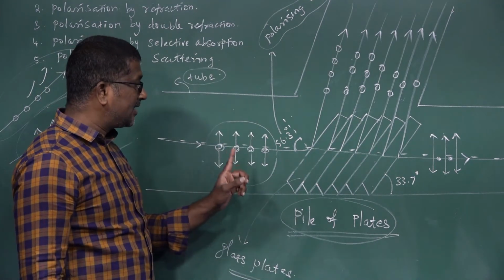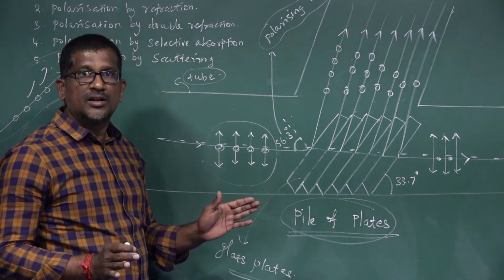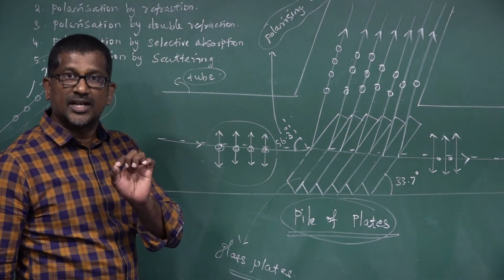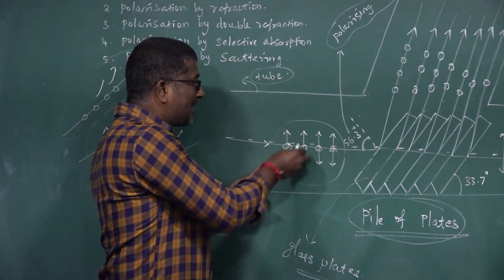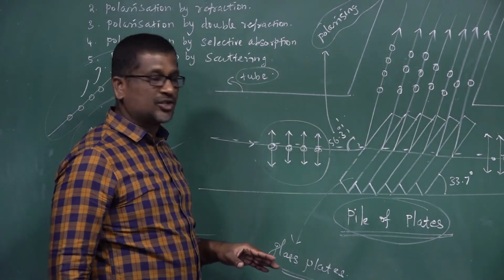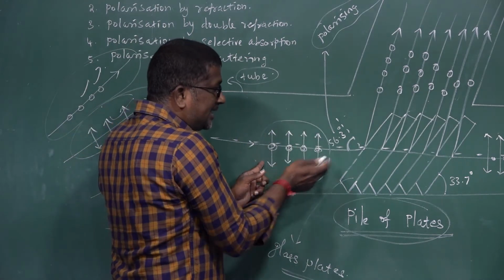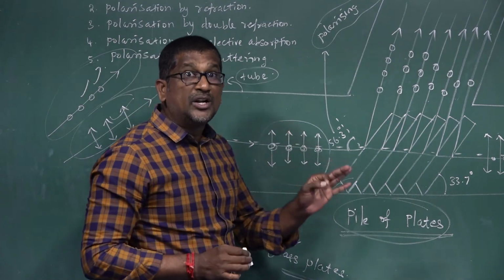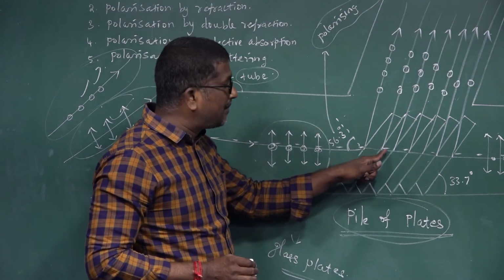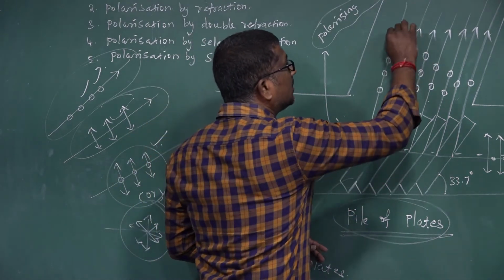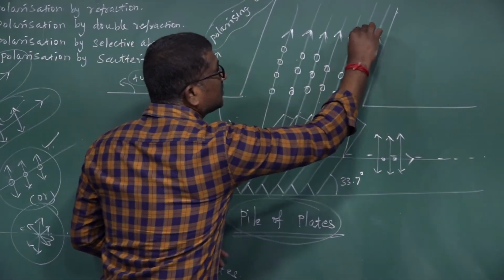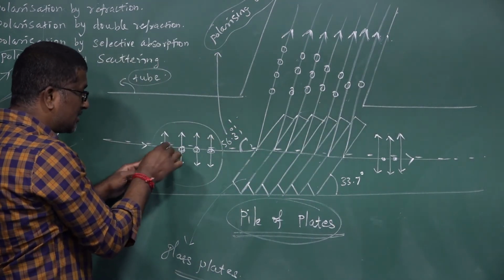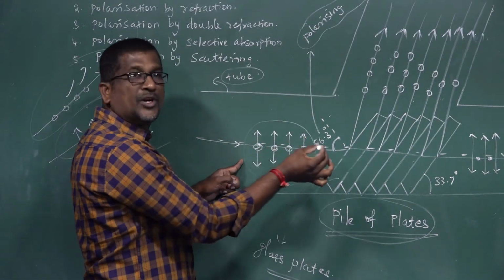Actually this light consists of vibration in all directions. For simplicity, we consider only two vibration directions, one parallel and another perpendicular. When this unpolarized light is made to fall on this glass plate, the vibrations which are perpendicular to the plane of incidence get reflected along this direction. Here in this light, the vibration consists of both the parallel direction and also the perpendicular direction.